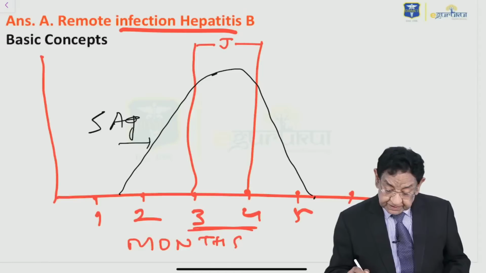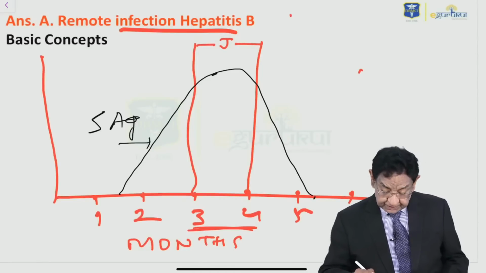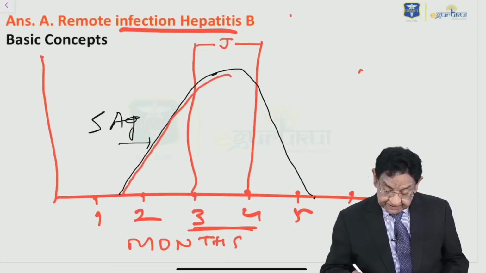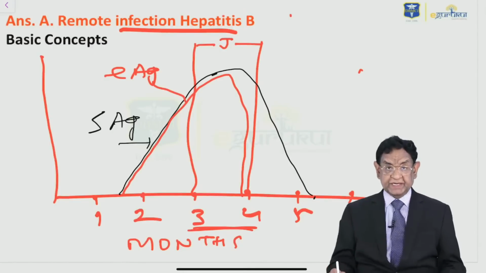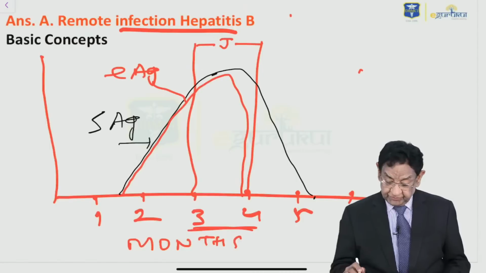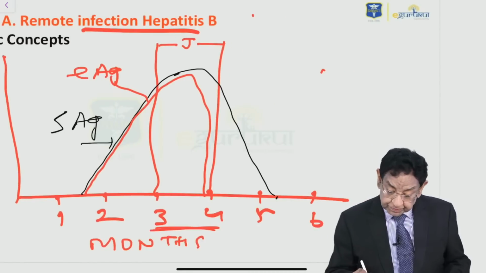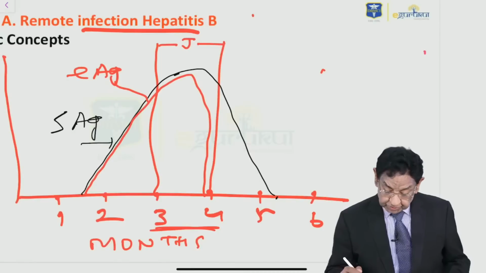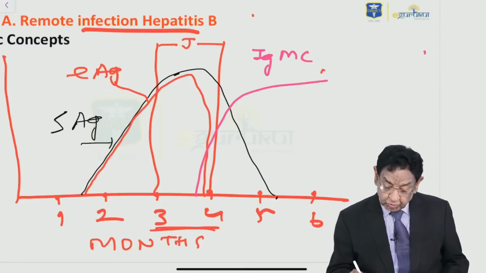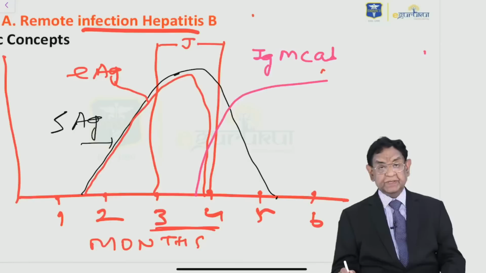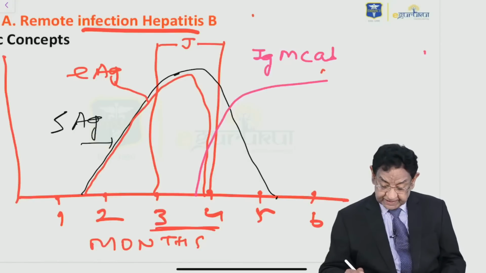Then comes the E antigen. Soon comes E antigen, peaks, but it disappears with the disappearance of jaundice. The red color is E antigen. When jaundice is about to go, at that time, IgM core antibody appears. And after that, E antibody appears.